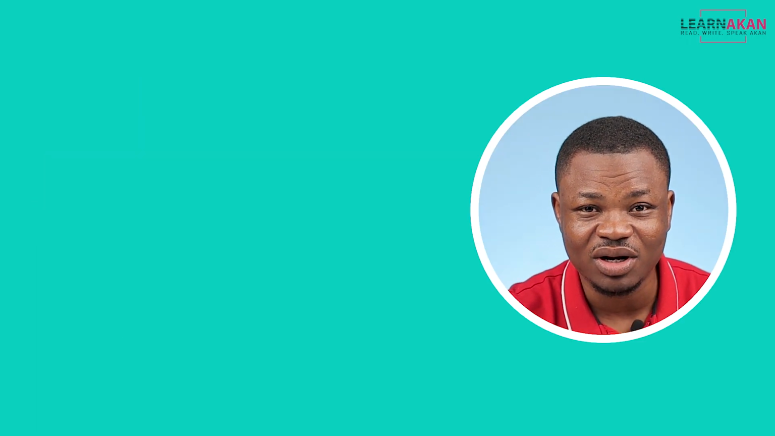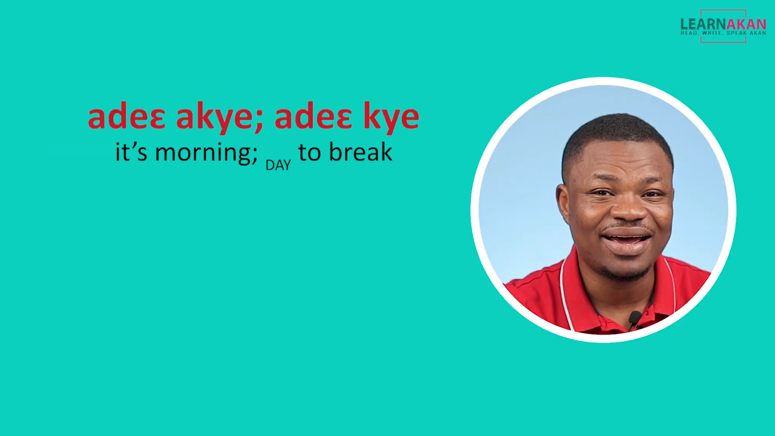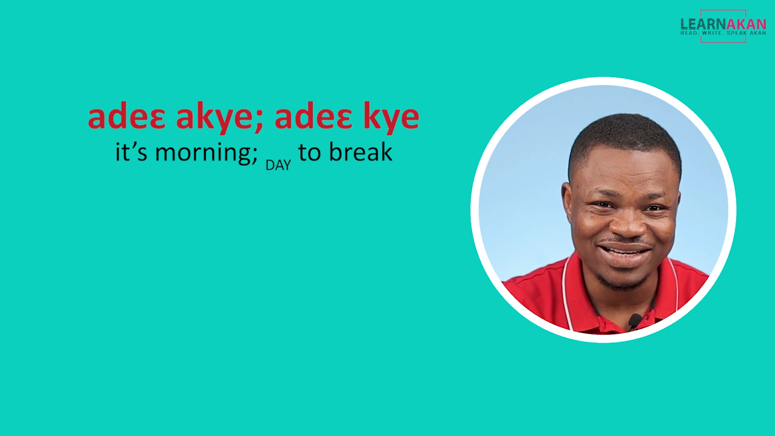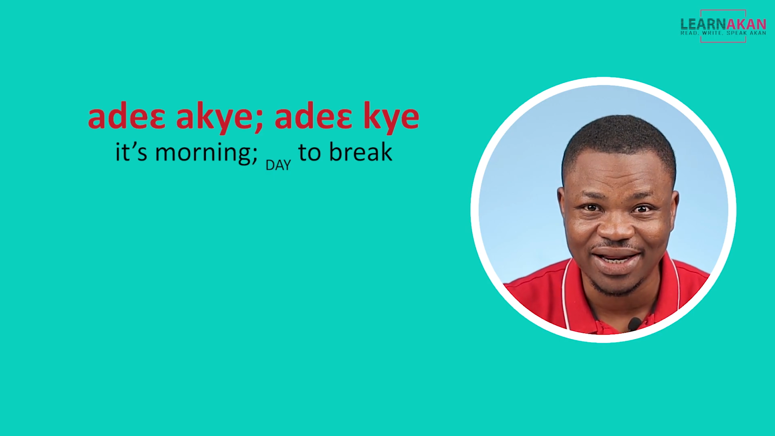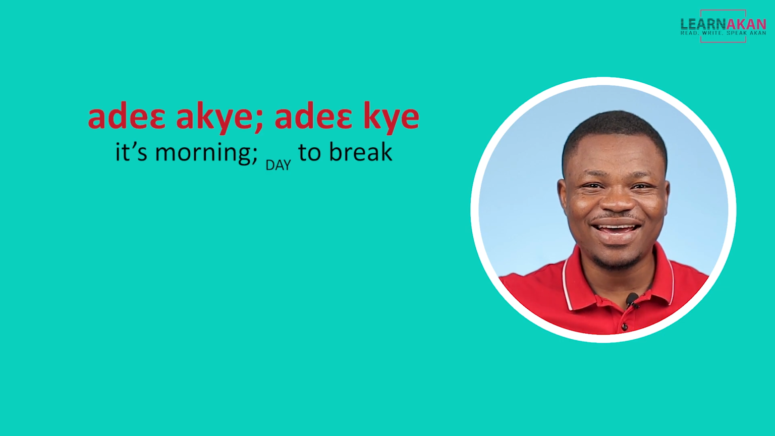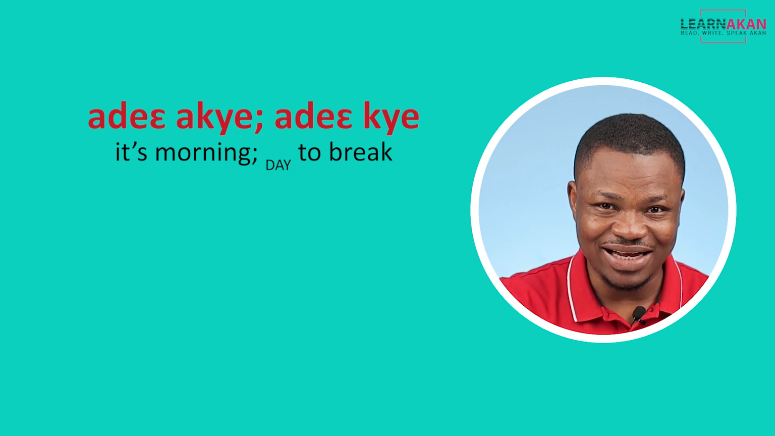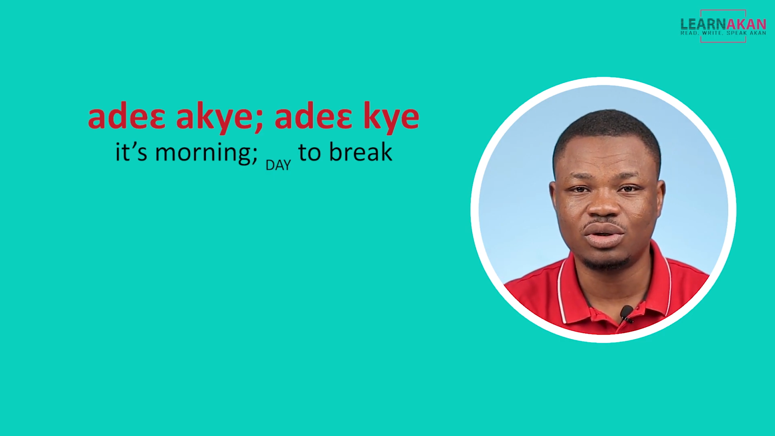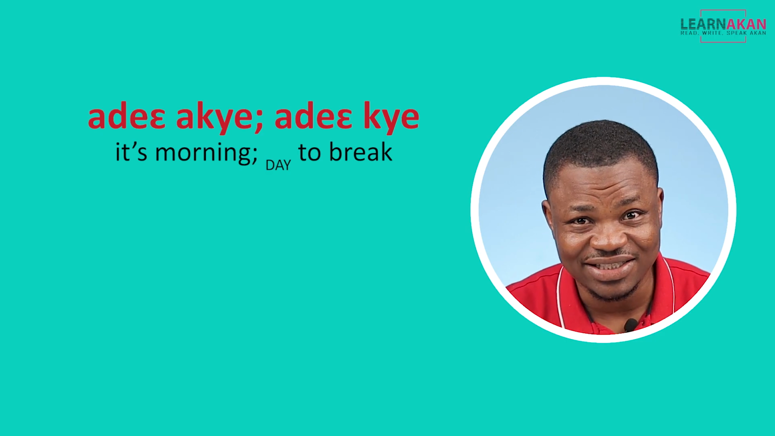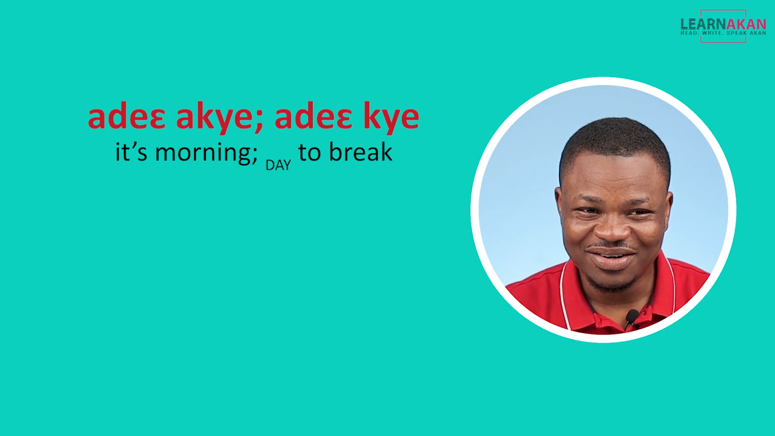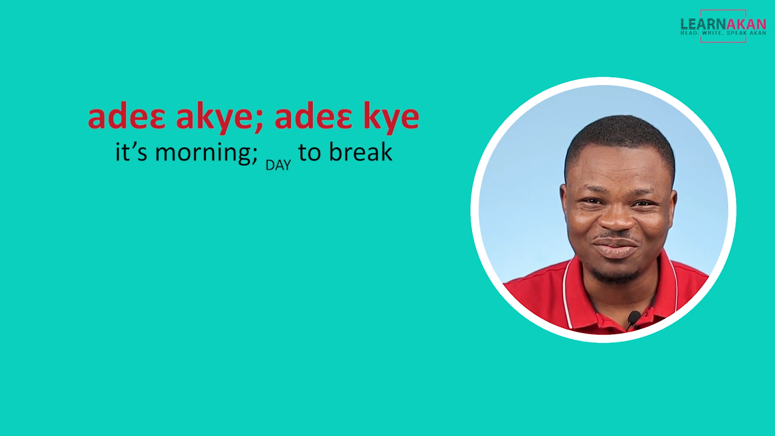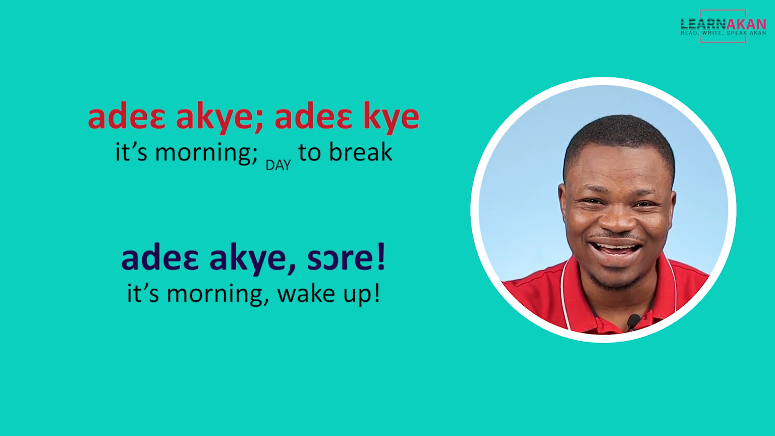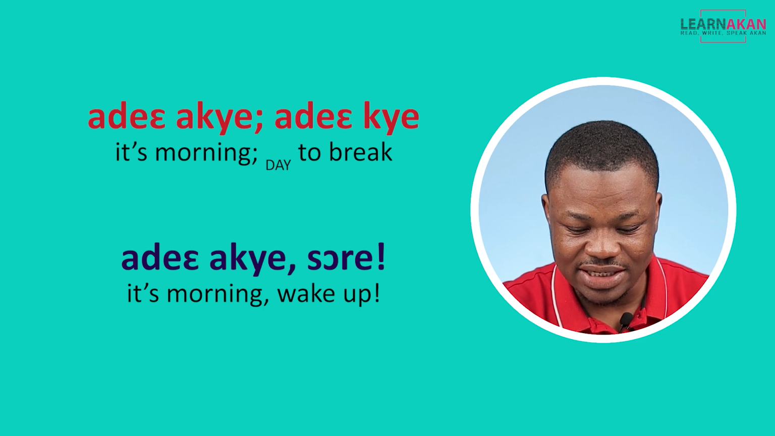Let's move to the next vocabulary item, and we have adie achi. Adie achi. Now, when we say adie achi, we use this to say it's morning. So when you wake up and you're like, yeah, thank God it's morning, right? Adie achi, it's morning. So you're about to get to your work, do your daily rounds. Then you say adie achi, it's morning. Or let's say it's 8 a.m. and you are still in bed, and then your mom or your dad will come and wake you up and say, adie achi, sorry. It's morning, wake up.